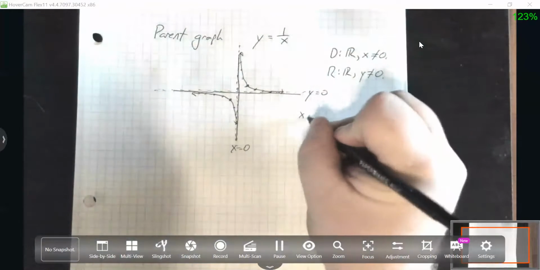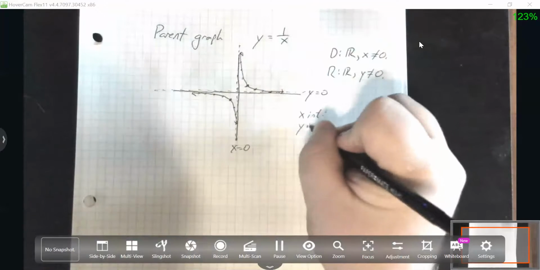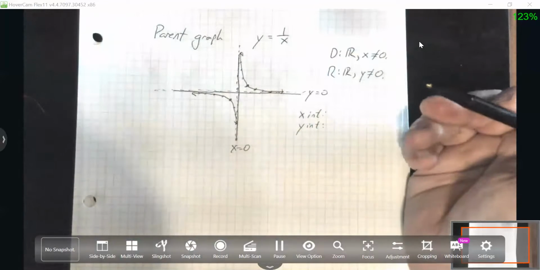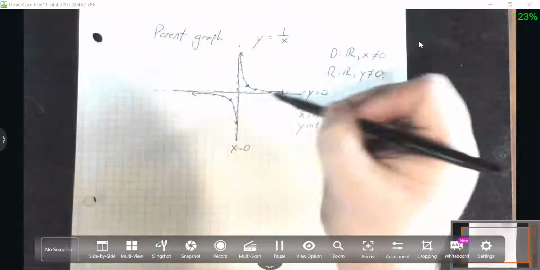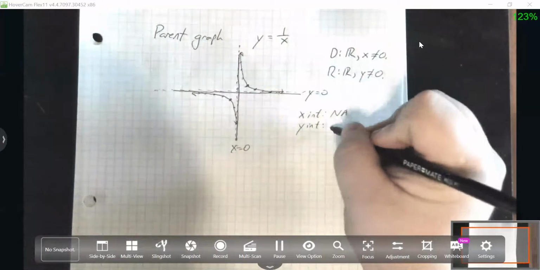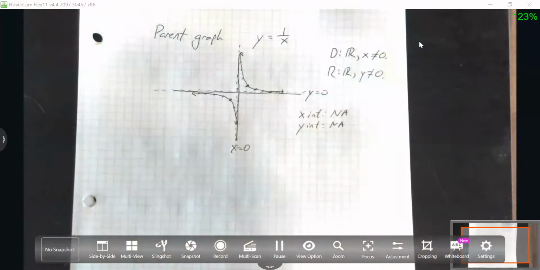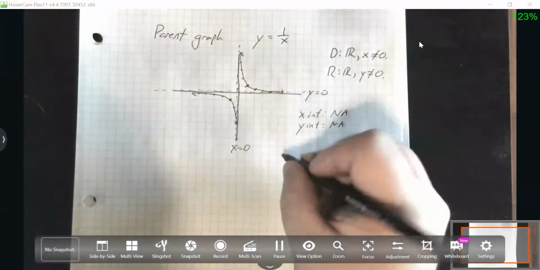On this particular graph, x-intercept, y-intercepts, well, we don't actually have any. Those are both asymptotes for this one, so no intercepts. Finally, as we go to look at this, let's talk about the asymptotes.